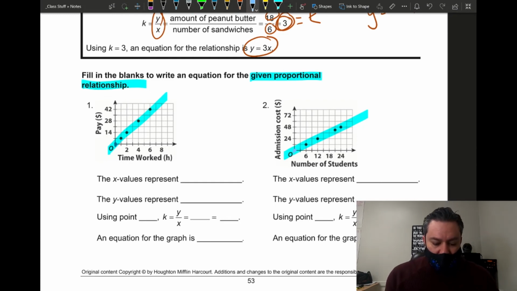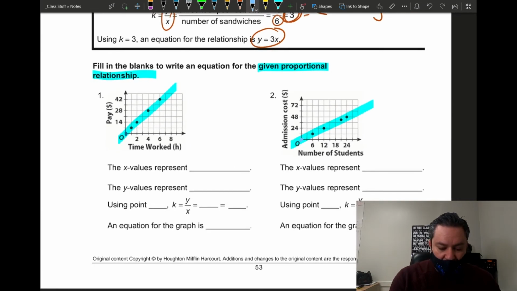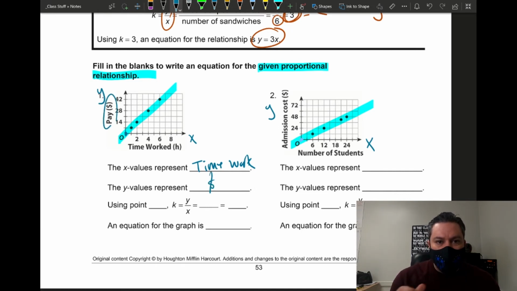Now, in here, it says, what does the X value represent? So you're just going to look at the X-axis, Y-axis. So in number 1, the X value represents the time worked, or the hours. The Y-axis represents the money. So we're going to pick any point to find K. K is the constant of proportionality. You can pick any point. It does not matter which one you pick. You might want to pick the easiest one to work on, but again, it doesn't matter.